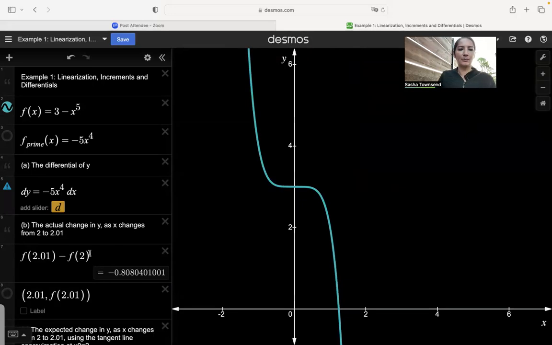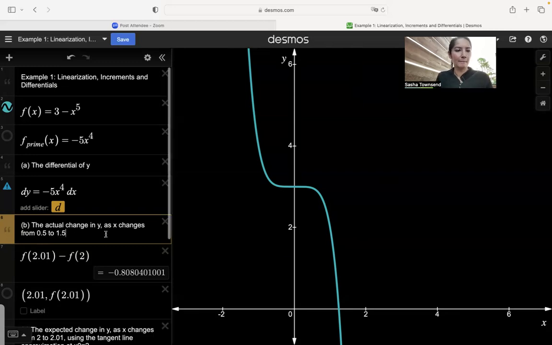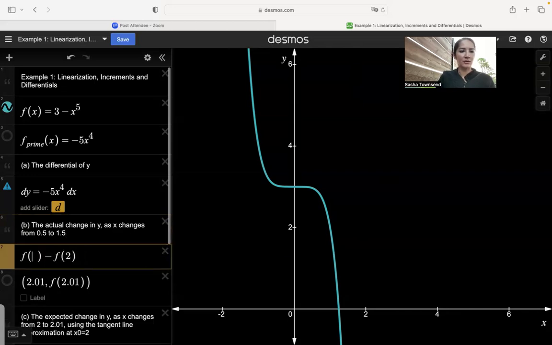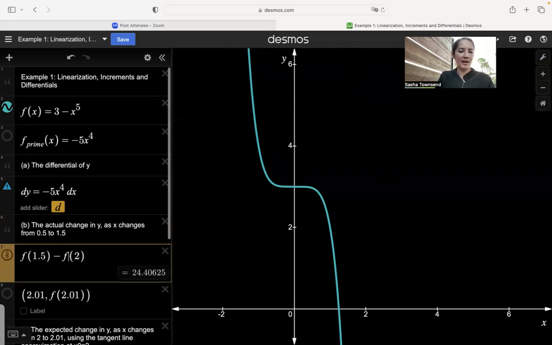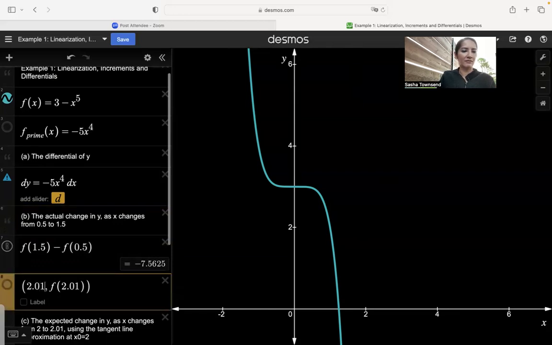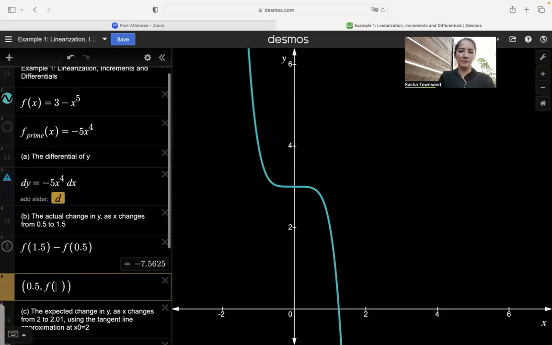Maybe we'll use our base point of 0.5. So let's say we want the actual change in y as x changes from 0.5 to 1.5. I've made my change in x really large, equal to 1. Then the actual change in y would be f of 1.5 minus f of 0.5. So we'd have a difference of negative 7.5625.